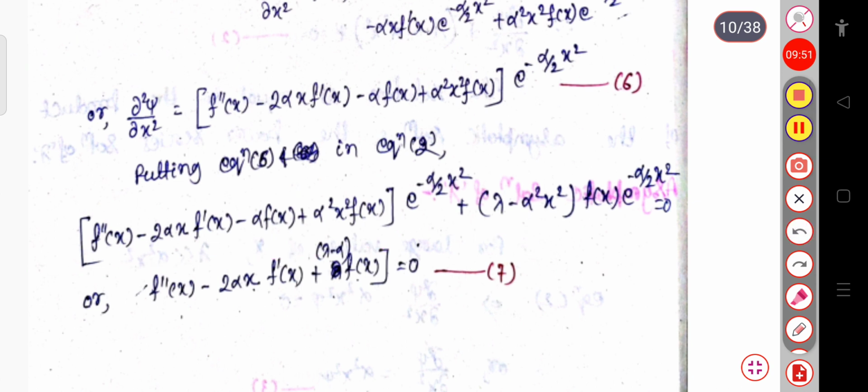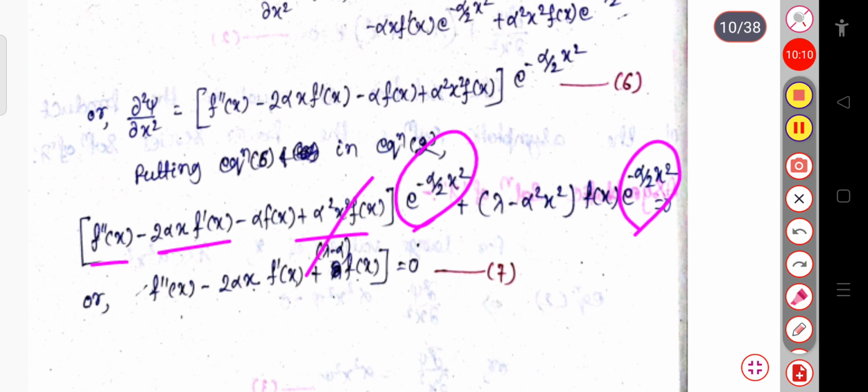And now if you solve this one, you can see here this is f double prime of x minus 2 alpha x f prime of x, and here it is minus alpha f of x plus alpha square x square f of x, and here we can take common exponential minus alpha by 2 x square. So here this alpha square x square f of x and this minus alpha square x square f of x, this term gets cancelled. So finally we can write f double prime of x minus 2 alpha x f prime of x plus lambda minus alpha f of x equal to 0.